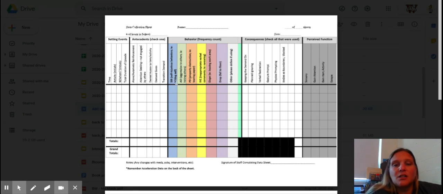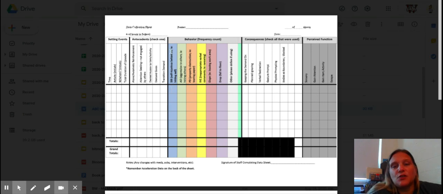The next section is the behavior. This is a frequency count. So this should be a number. It should be the number of occurrences that behavior had during that episode. So if a student was swearing and they said 5 different swear words, there would be a 5 that would go in that section. Okay.